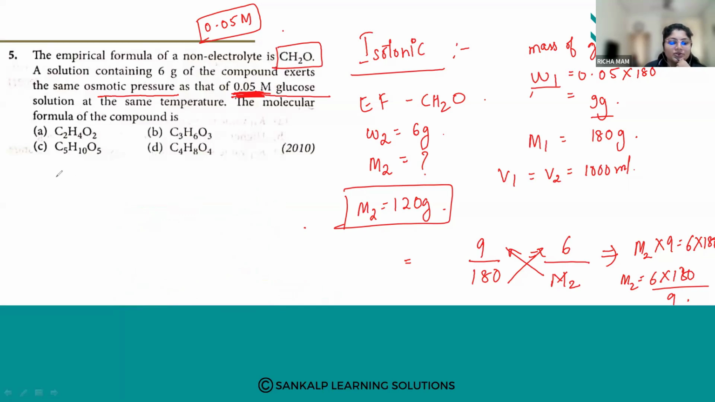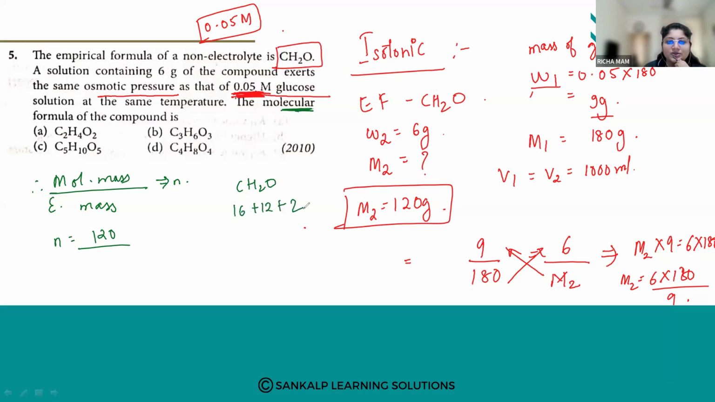So here, it is molecular mass upon empirical mass. It will give you N. We have to calculate the molecular formula, no? So N is equal to molecular mass, which is 120, upon empirical mass of CH2O, which is 12 plus 2 plus 16, that is 30. So it will be 4. N is equal to 4.